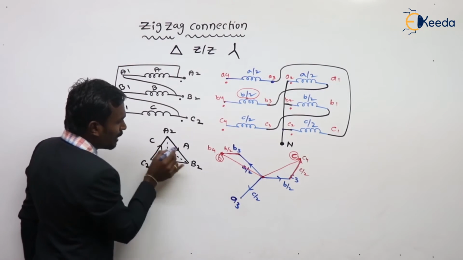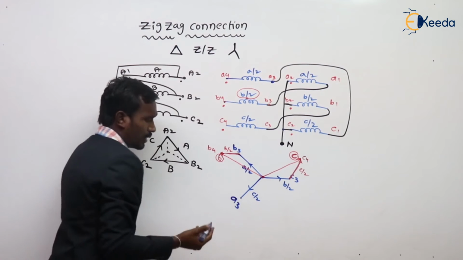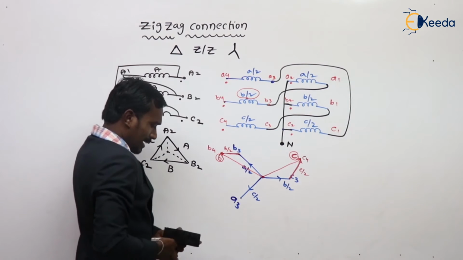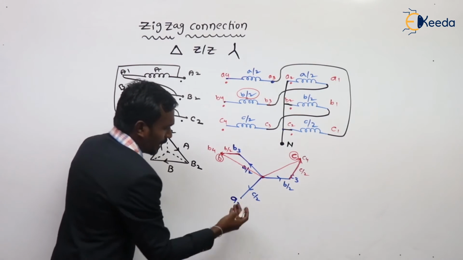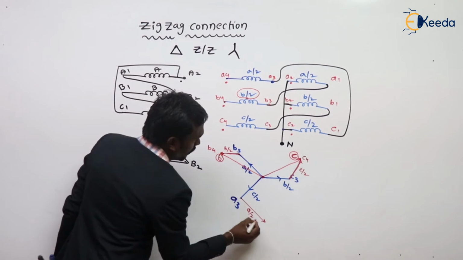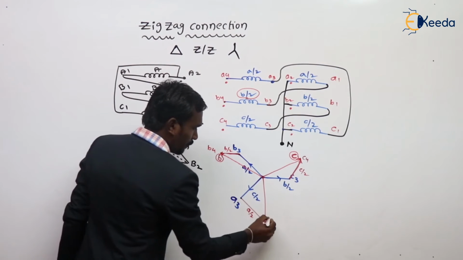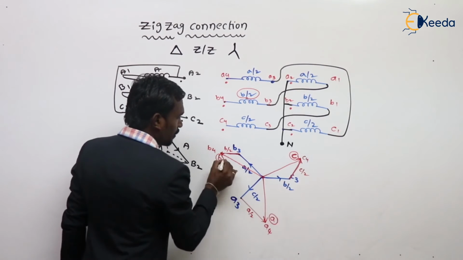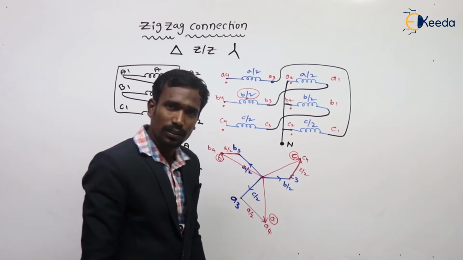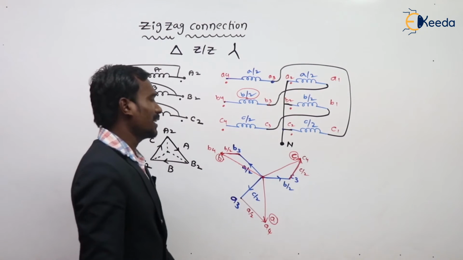Where is my A? My A is like this. So here also, A should be in the same manner. Let's see. A in the same manner like this. This is A by 2 for A4, and this is our final A. A, B, C, again clockwise direction, no problem. Phase sequence is followed. So this is A, B, C. This is the final vector diagram.